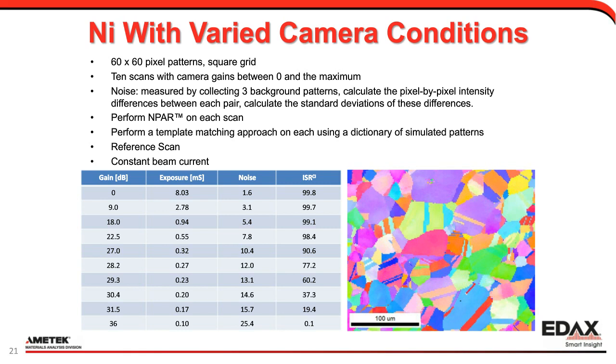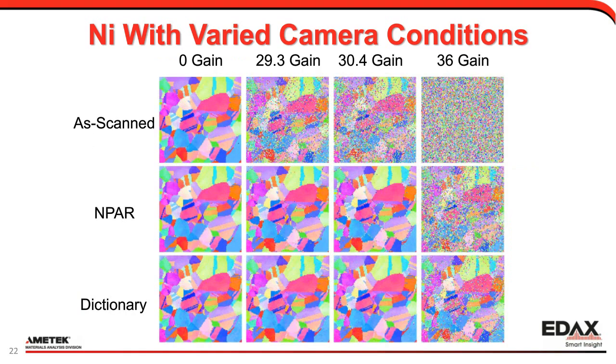Anyway, here are the results, at least for 4 of the 10 tests. You can see the standard Hough-based indexing is the top row. That nicely scanned one at the top left is our reference scan. As we increase the gain, the patterns get noisy, but so does the resulting orientation map that we're showing. In fact, when we get out to a gain of 36, it's essentially just random noise.